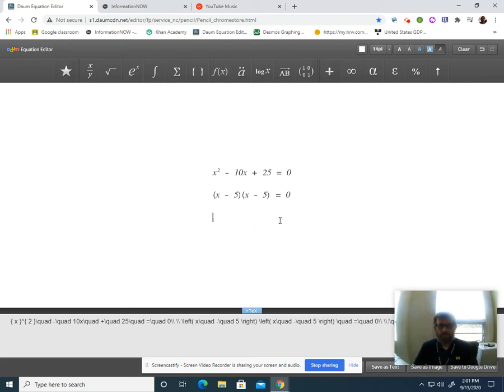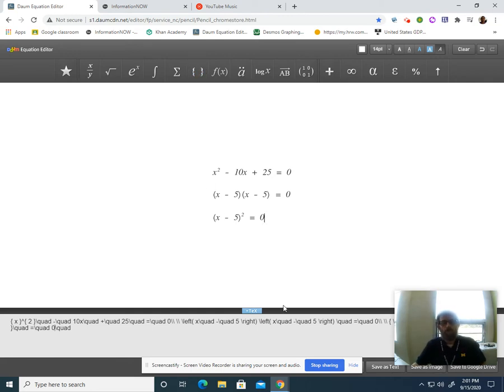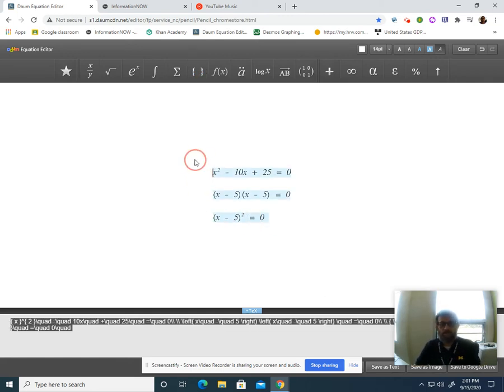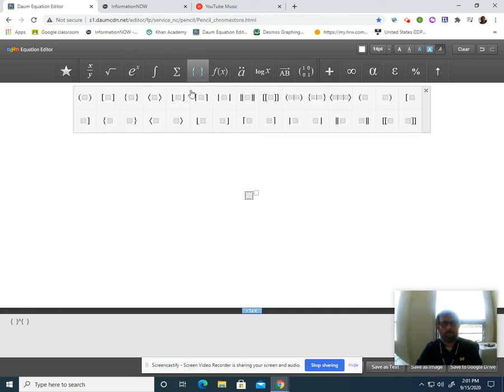Well, this could have also been written as this. x minus 5 squared, because we only have one factor, actually. We have what's called a double root. We're going to use this as well, because what we can do is we can say, okay, what is x plus 4 squared?